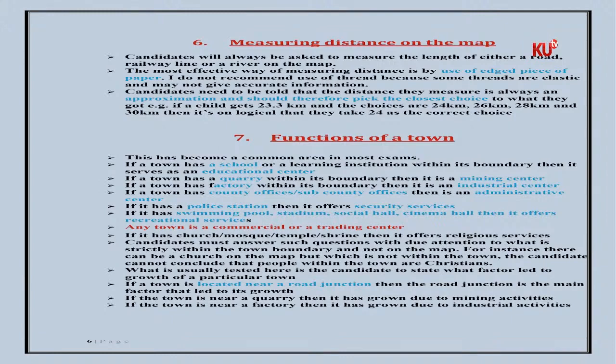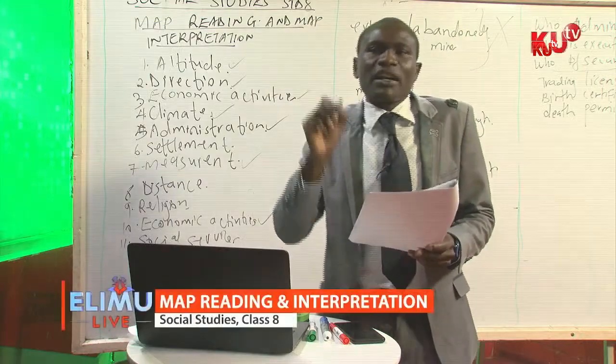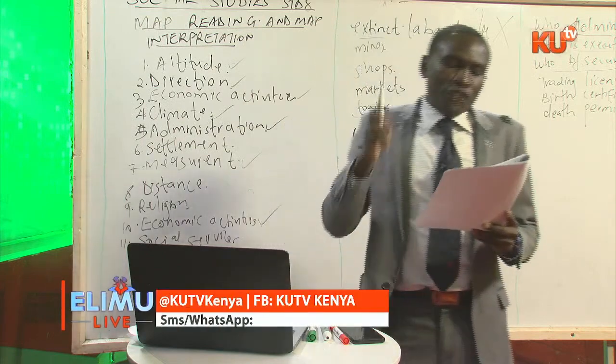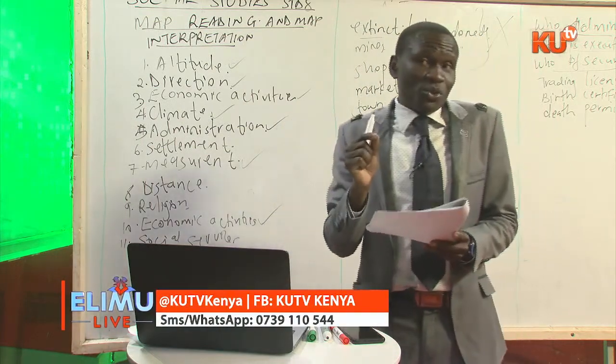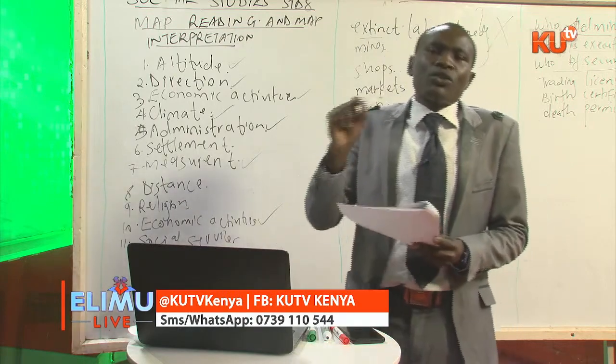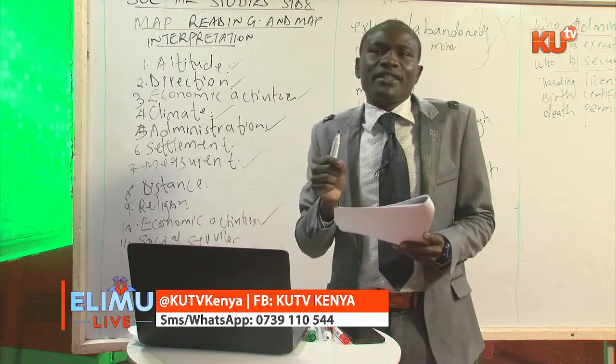And how will you know the functions of a town? Make sure you observe the town boundary. The candidates must answer such questions with due attention to what is strictly within that boundary. If you are being asked something about a certain town and it is not within the town, you look at that and you use the elimination method. Also, if a town is near a junction, then it has grown due to that junction. Also, if they ask you about the functions of a town, look at the economic activities and the social services that are around that town.